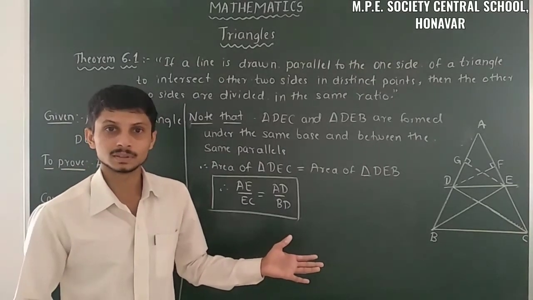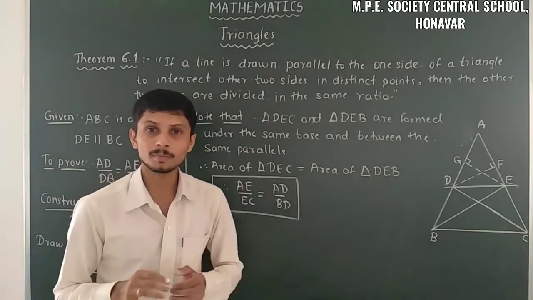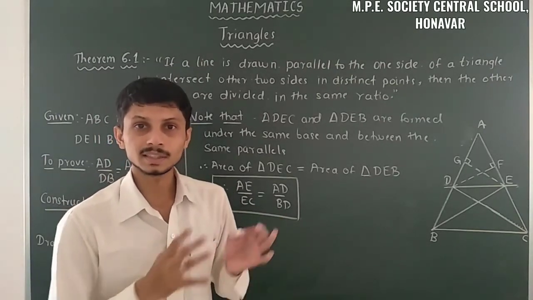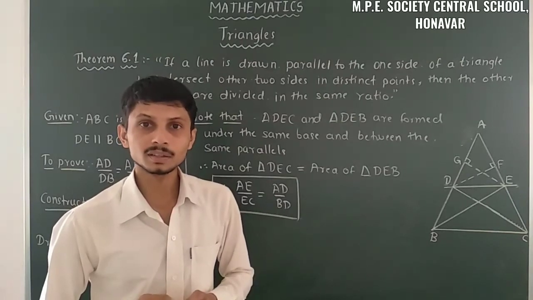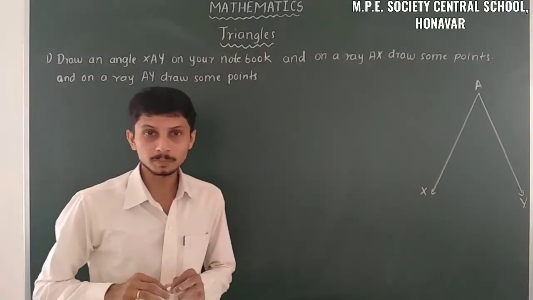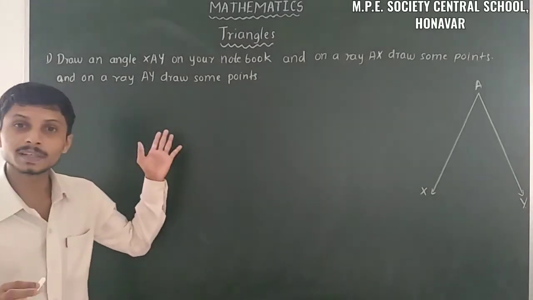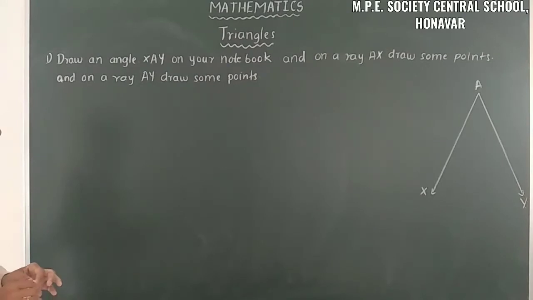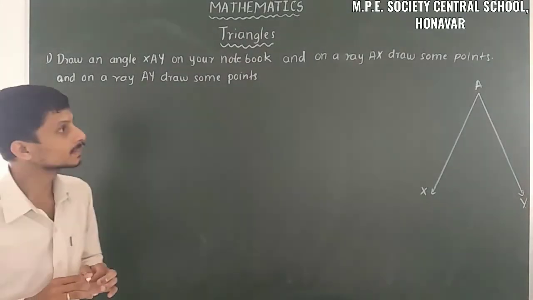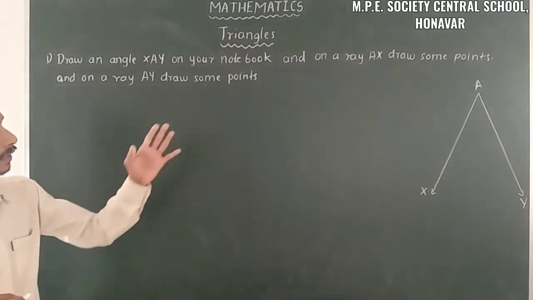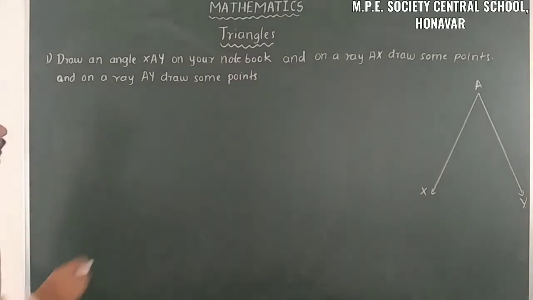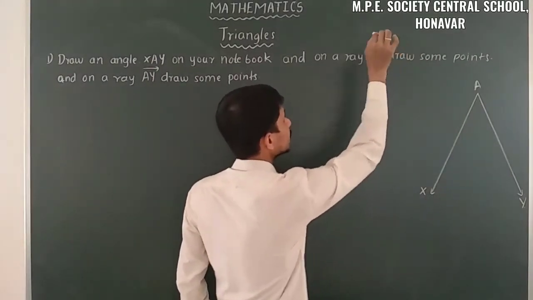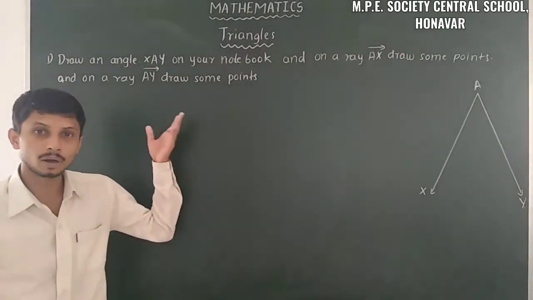So let us take some problems based on this similarity of triangles and based on theorem 6.1. Let us take the first problem. It is an activity based problem. Draw an angle XAY in your notebook and a ray AX. On the ray AX, draw some points, and on the ray AY, draw some points. Here it is AX and AY. It's a ray because it has only one end point.